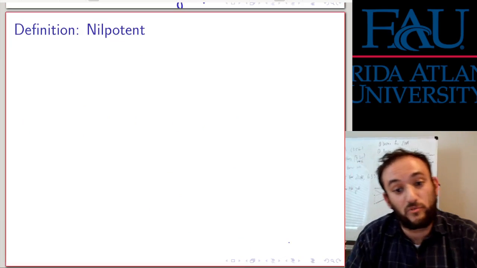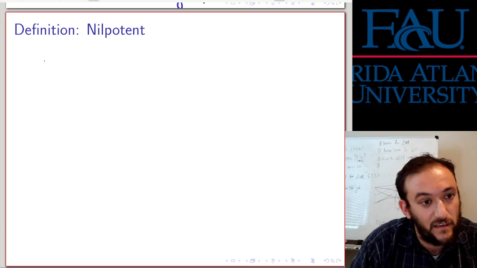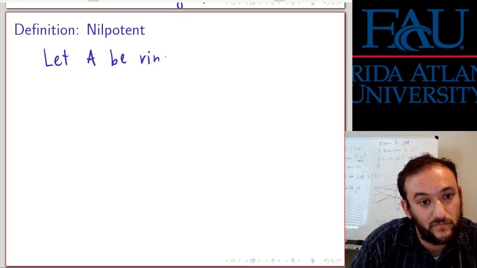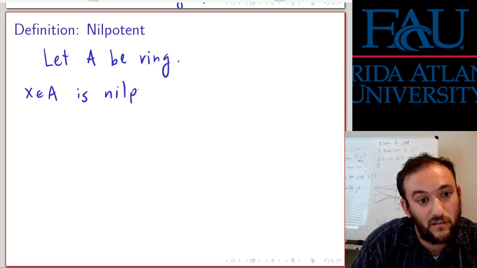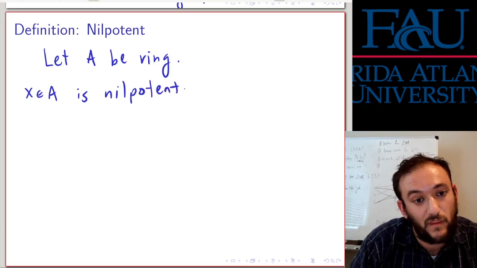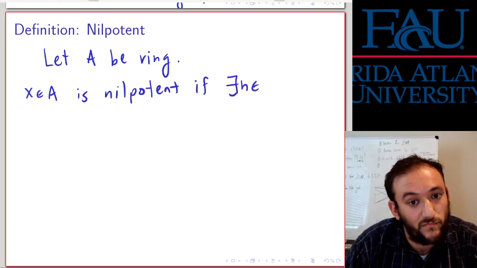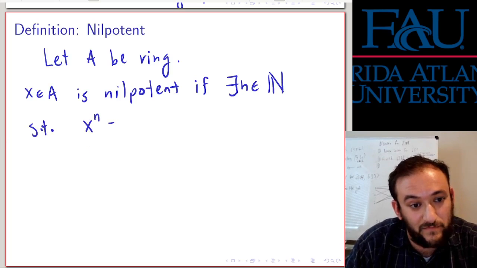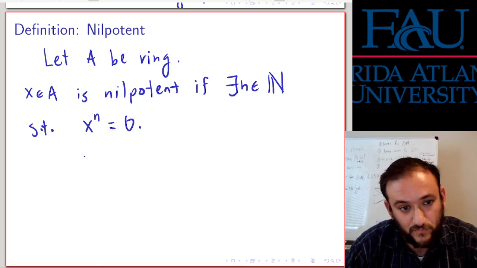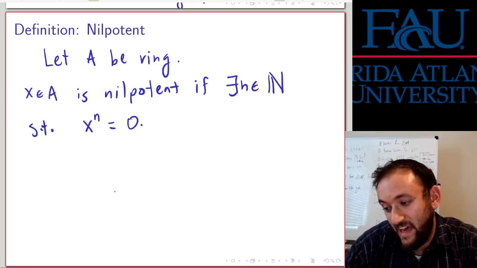Now let's define a nilpotent element. Again, we're working in a ring A. So let A be a ring. X in A is nilpotent if there exists a positive integer n such that x to the n equals 0. Okay, and let's say a couple of examples of that.